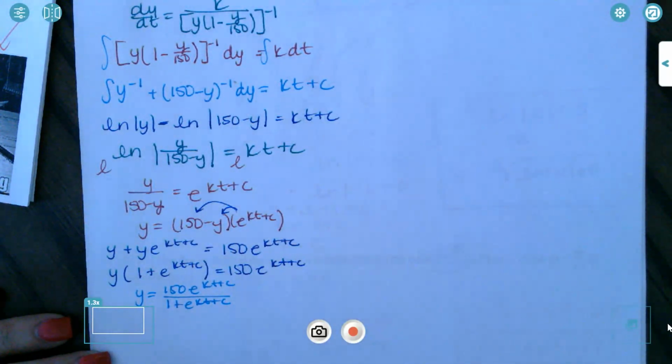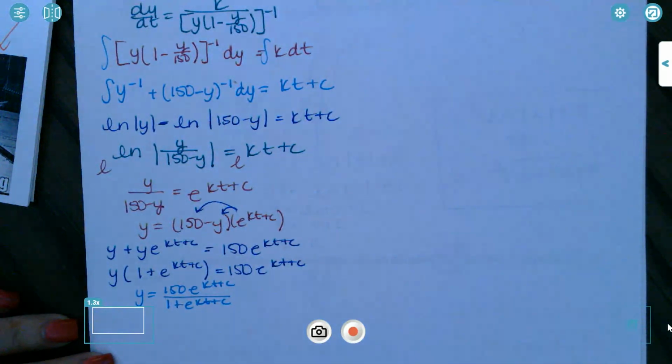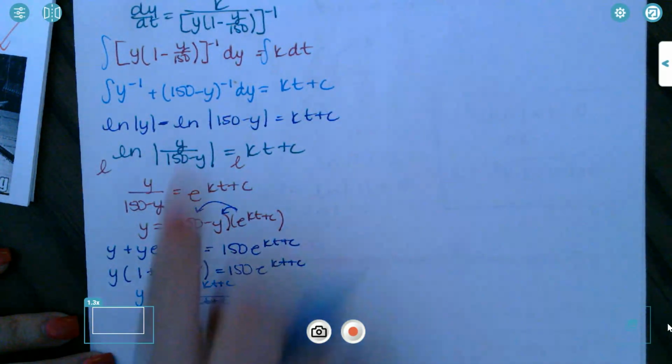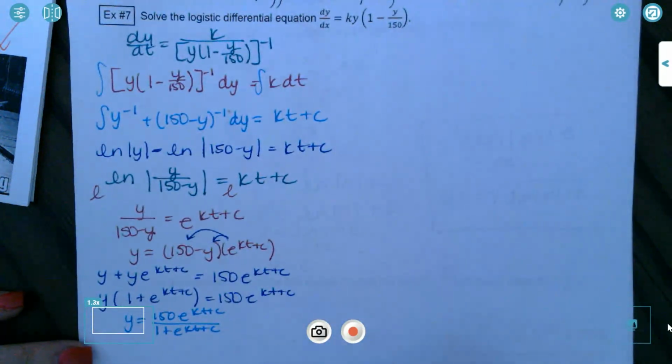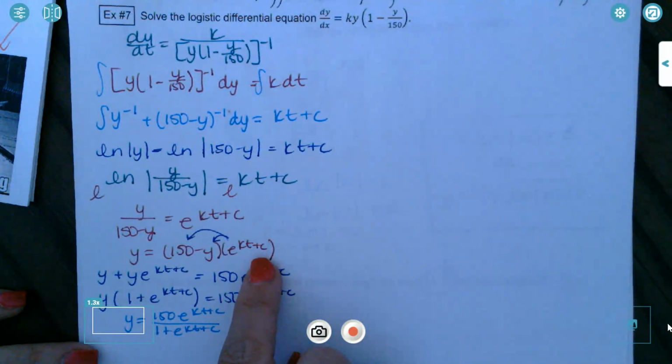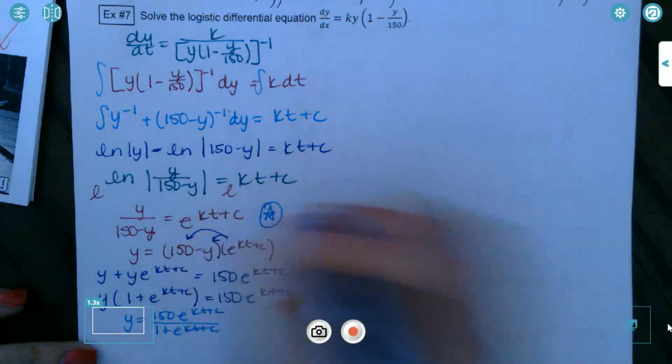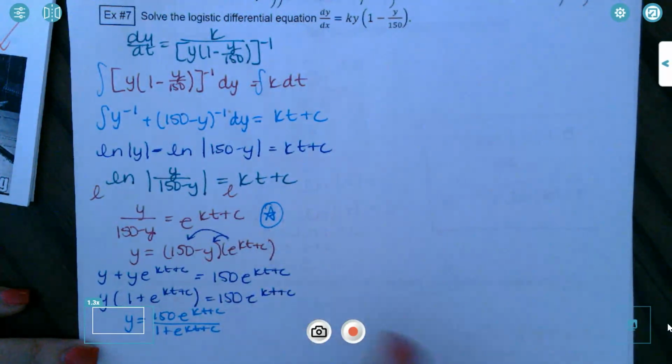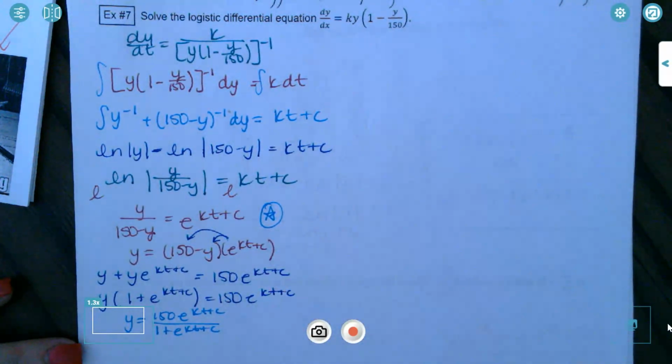Now, that is one way that you could have done it. I'm going to show you another way. Let me do something else up here. And then I'm going to come back to this point right here. I'm going to come back here and show you something else you could have done over here. All right, but at this point, we don't know.